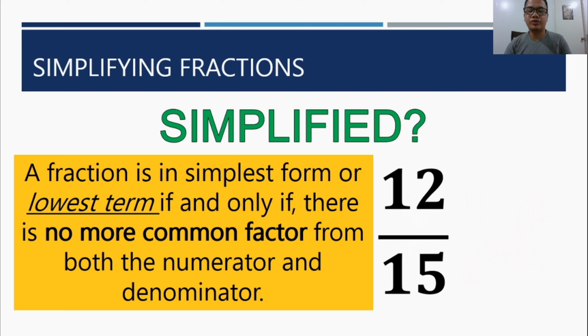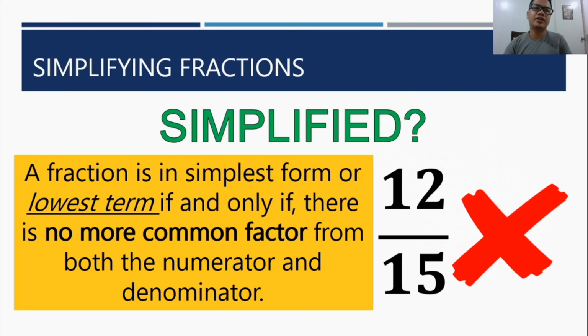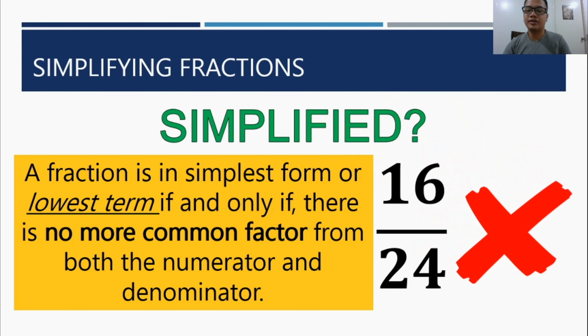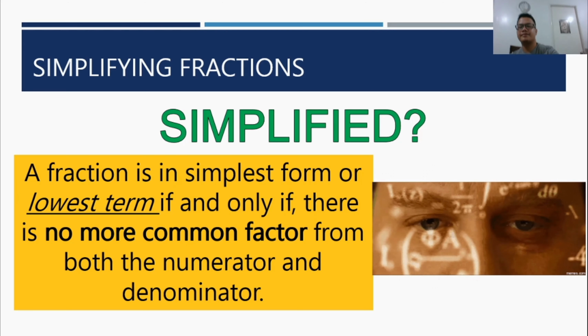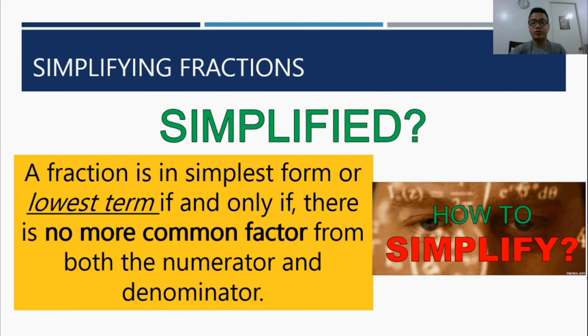So in here we have 12 over 15. So it's also not yet been simplified. Same way with our last example, this one could still be simplified. Okay, so we will be using those fractions which are not yet simplified for our discussion. But the next question would be how to simplify.